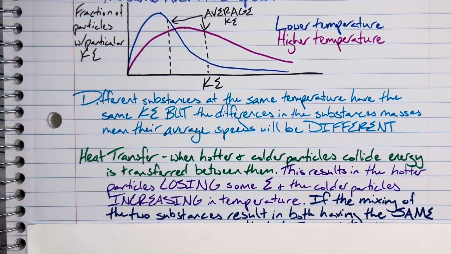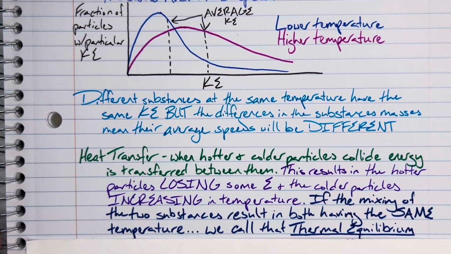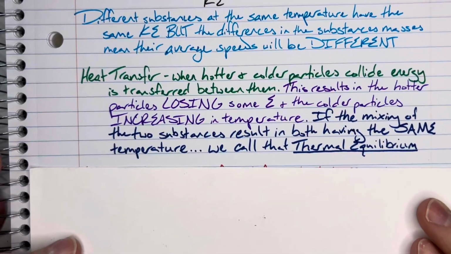If the mixing of those two substances results in both substances ending up having the same temperature, we call that instance thermal equilibrium. Okay, so once the mixing of two substances has resulted in a single constant temperature, we have reached what is known as thermal equilibrium.